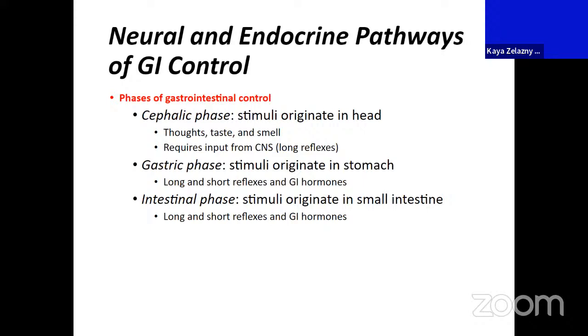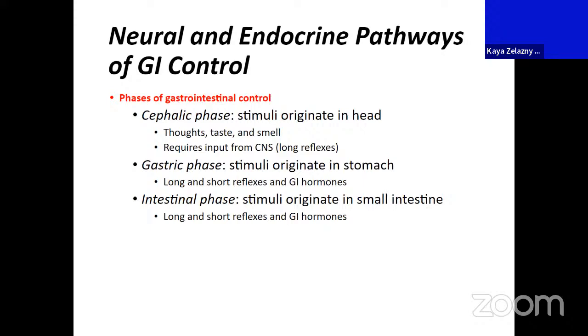Okay. When we get to the gastric phase, so you saw the burger, you smelled the burger, you swallowed the burger, it traveled through your mouth, your pharynx, your esophagus, and it's down in the stomach. That's time for our gastric phase control. Now we're going to have some long reflexes again, but we're also going to have some shorter reflexes. So we're going to have some shorter pathways involved here, as well as our GI hormones getting involved. So we're linking into the endocrine system. We're linking into those hormones that travel around in the blood.